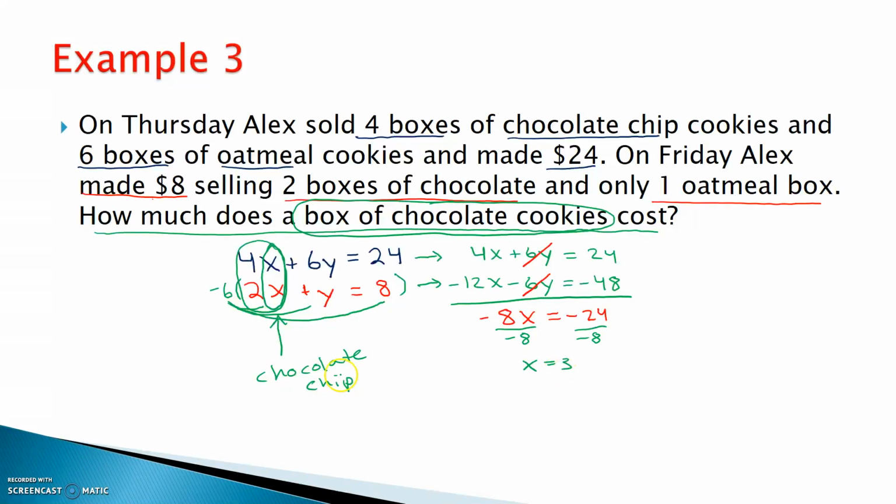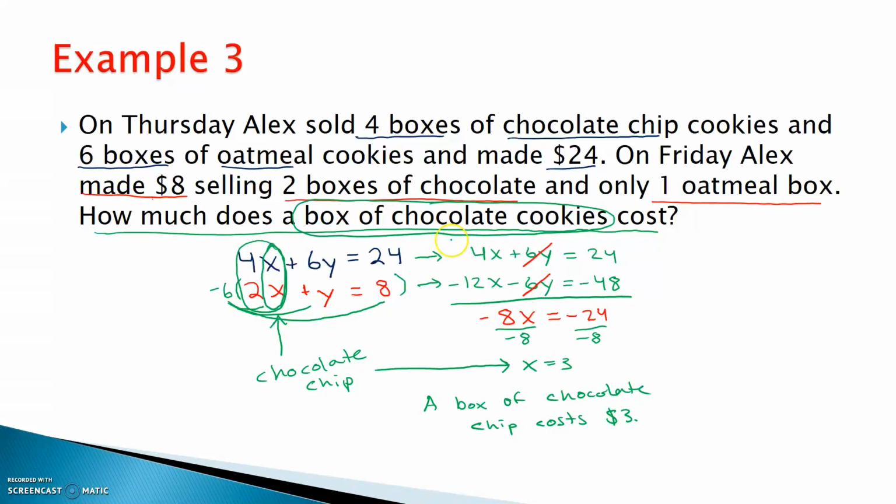Do I actually need to find y? I don't. I have found out the x value. I found out that x is equal to 3. I can actually already answer my question. How much does a box of chocolate chip, this again should say chip in there, cookies cost? Well, a box of chocolate chip costs $3.